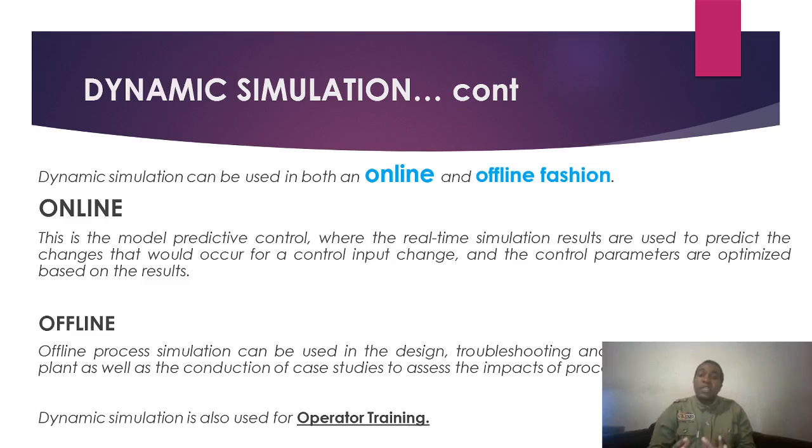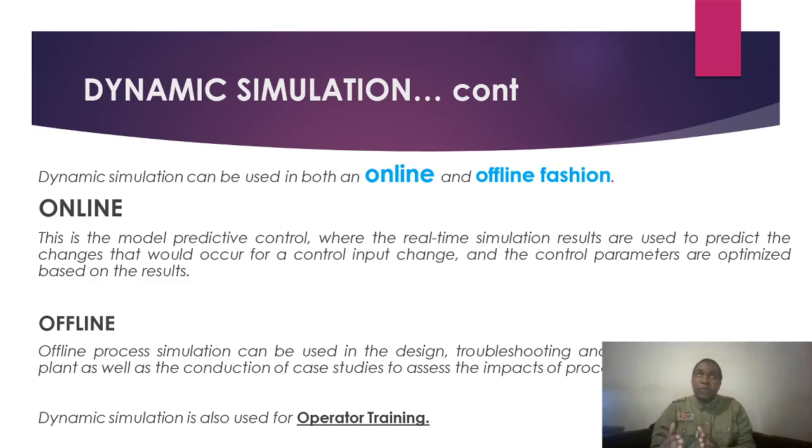So dynamic simulations can be described in online or offline fashion. Online in the sense that real-time simulation results can be obtained from a dynamic simulation. Let's say you are running your plant. At the same time you are running the plant, the dynamic simulator is also running and giving you results in real time. In the offline fashion, there is no real-time collection of simulation results.